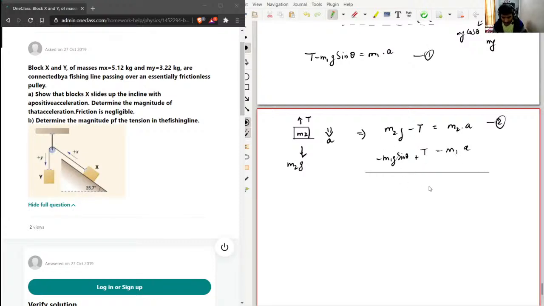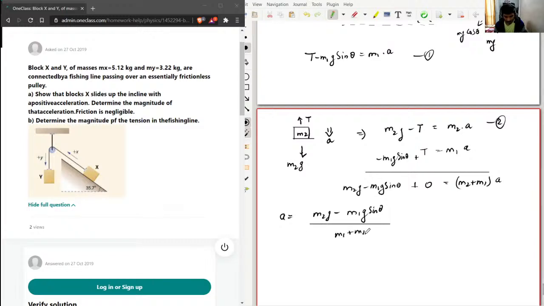So I'll just add these two, and T will get cancelled. This will be m2g minus m1g sin theta, and this will be m2 plus m1 times a. So a will be m2g minus m1g sin theta over m1 plus m2.